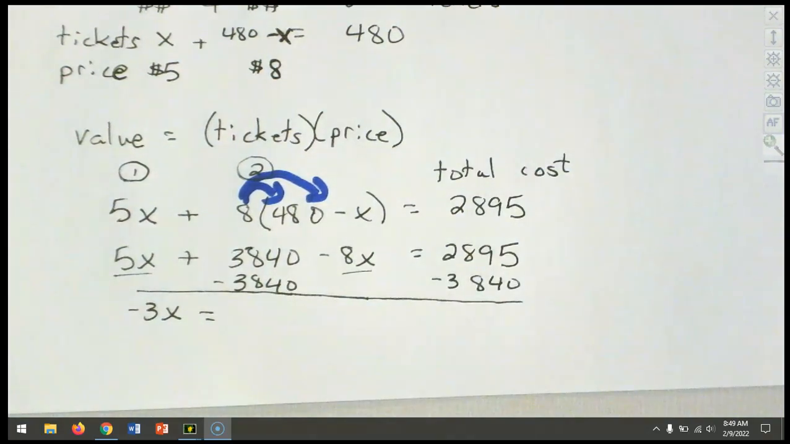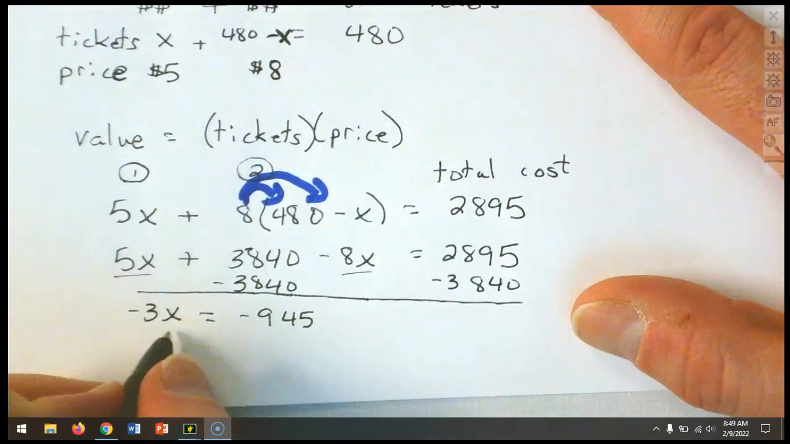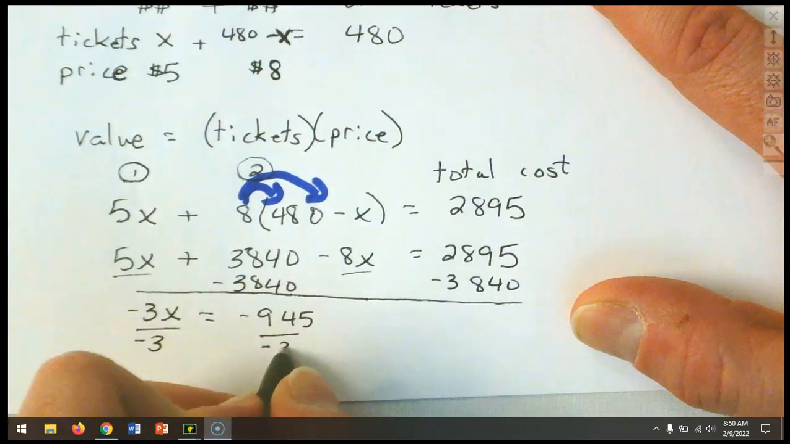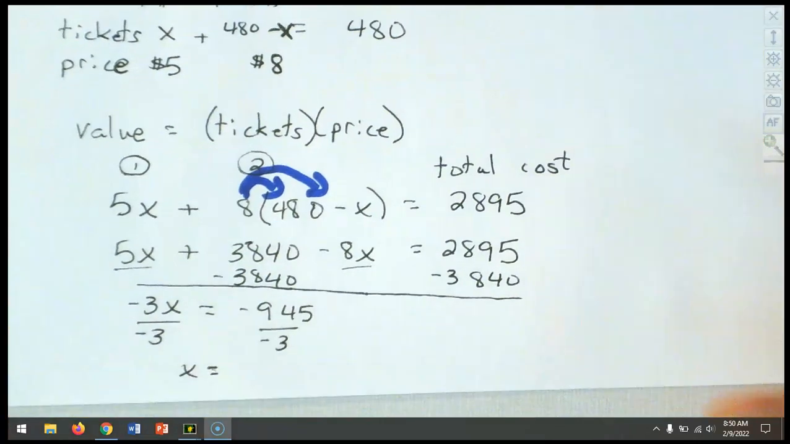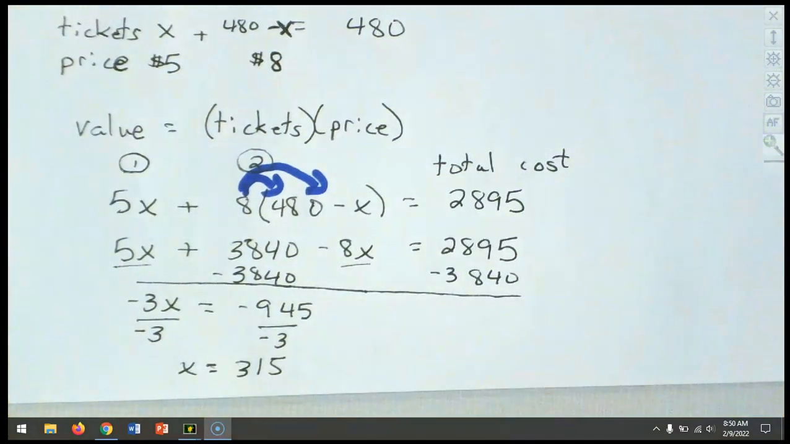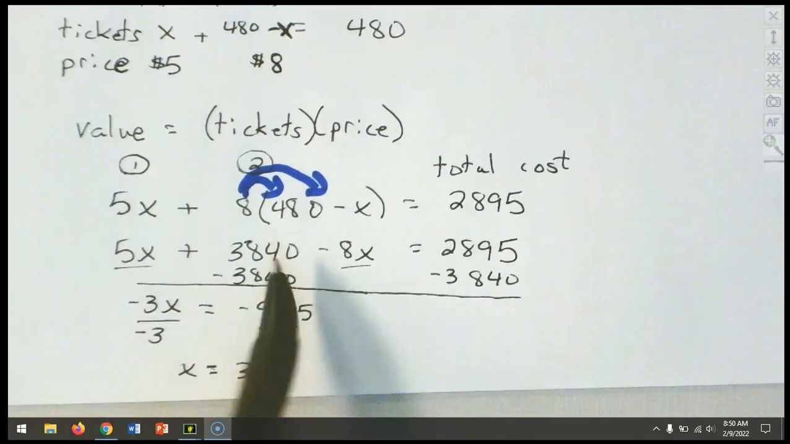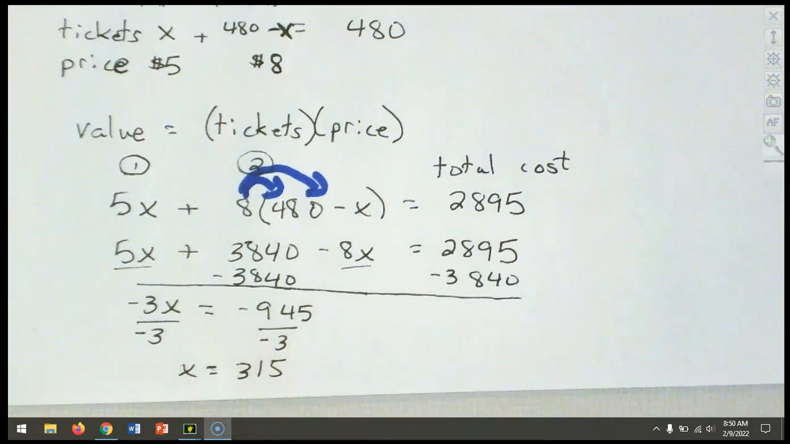28.95 minus that 38.40 gives you a difference of minus 9.45. Divide by our negative 3, and we now have it. Negative over negative makes it a positive. And that's 3.15. So is everyone okay with what we did? So we got our equation. We distributed that 8 through. We combine like terms. Now you can do it in separate steps, but I think we should be able to see that we can combine those together here and move that 38.40 over here.